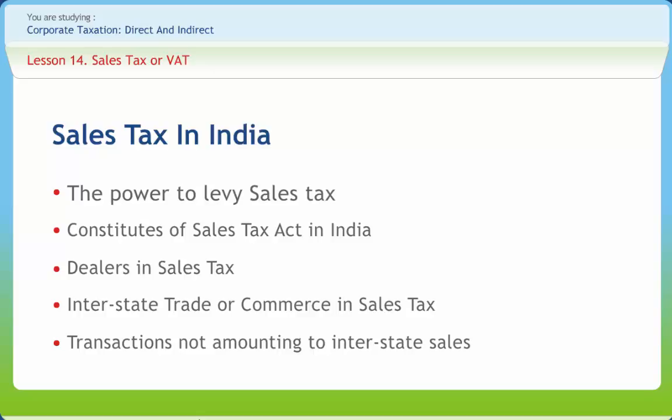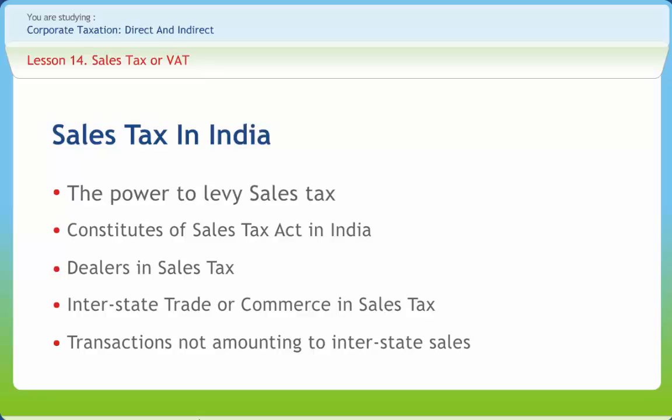A dealer under Section 2B means any person who carries on, whether regularly or otherwise, the business of buying, selling, supplying or distributing goods directly or indirectly for cash or for deferred payment or for commission, remuneration or other valuable consideration. Dealer also includes a local authority, a body corporate, a company, any cooperative society or other society, club, firm, Hindu undivided family or other association of persons which carries on such business.